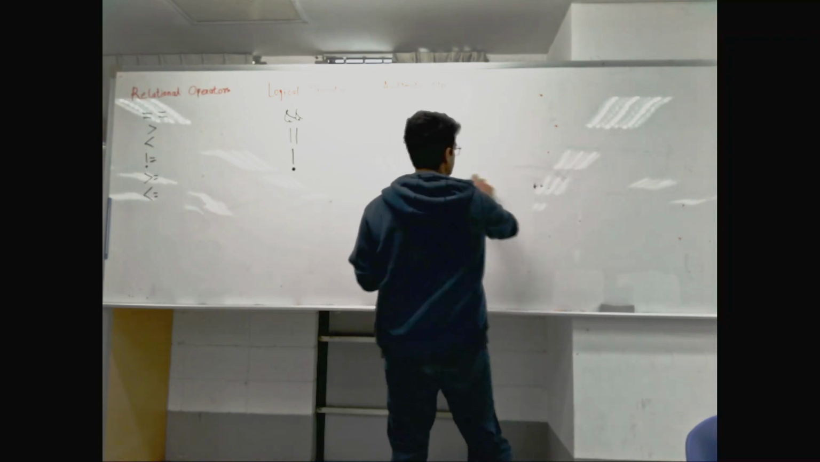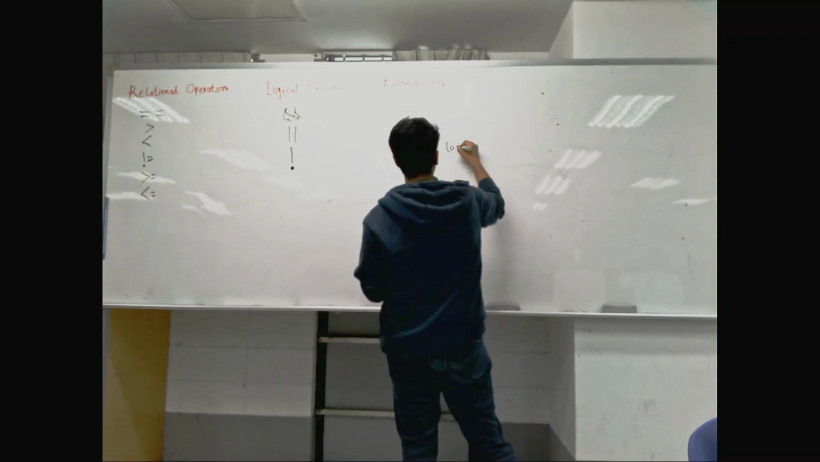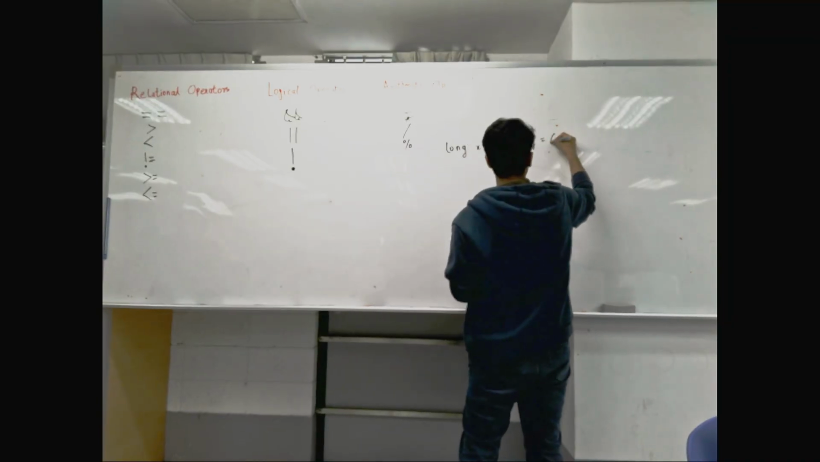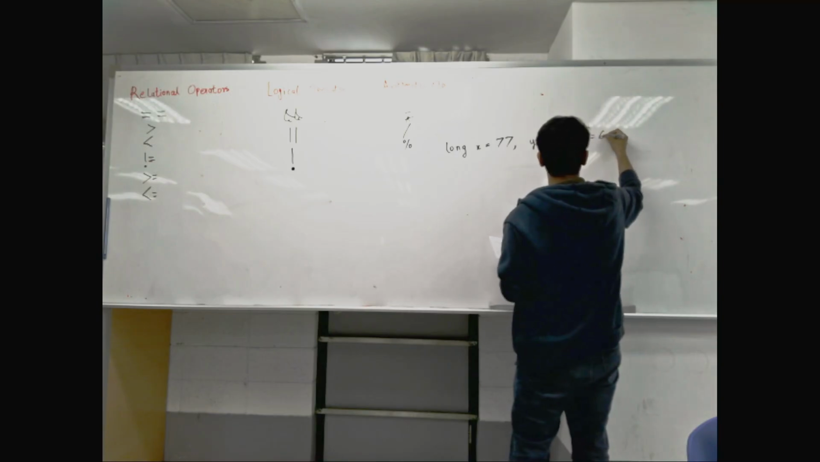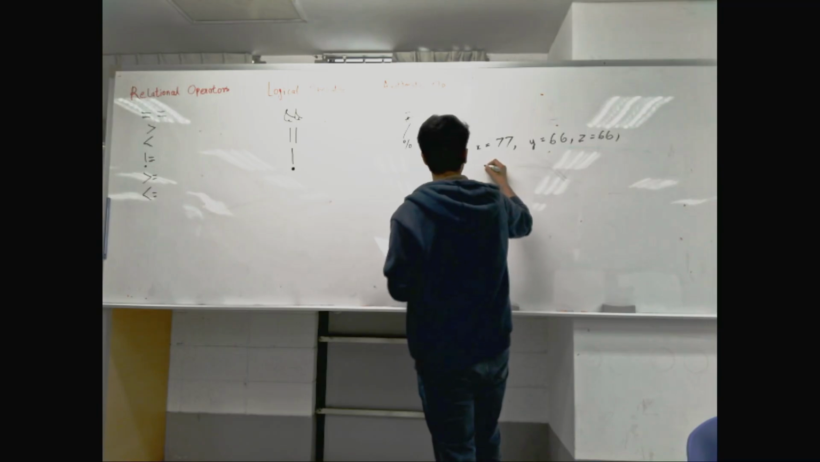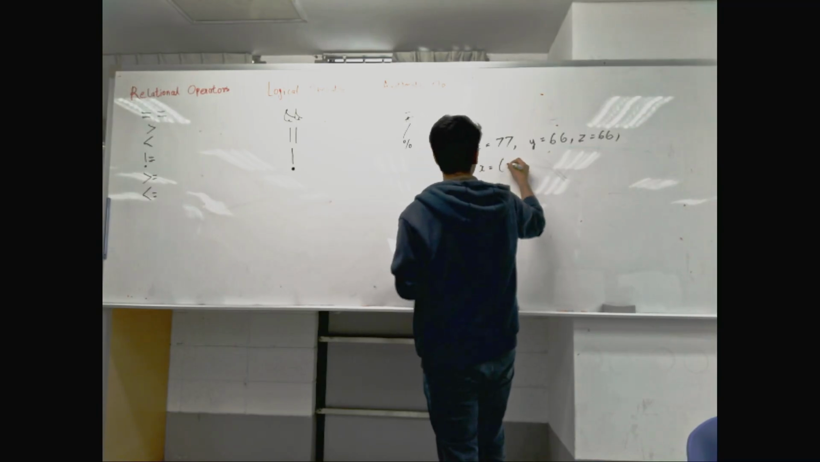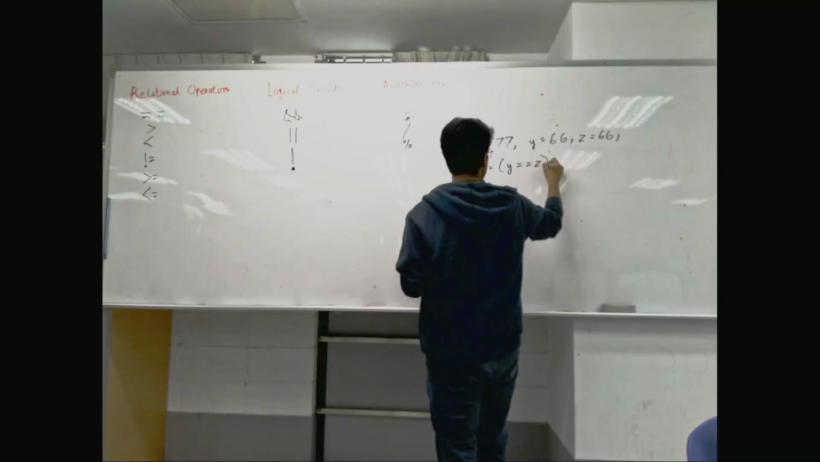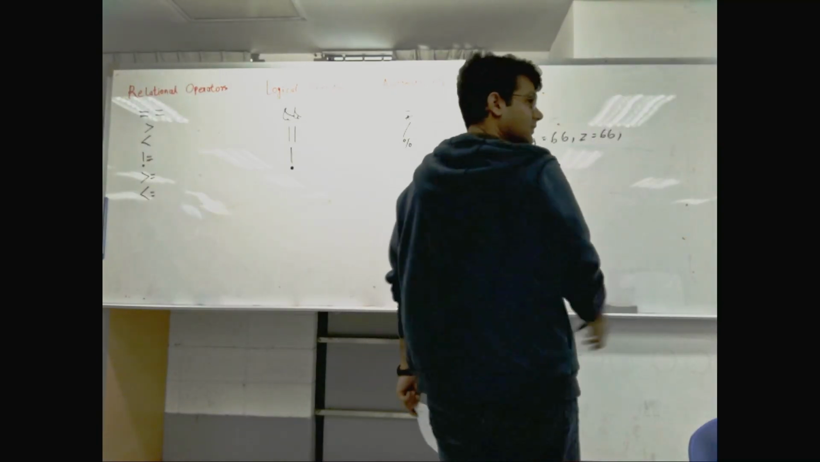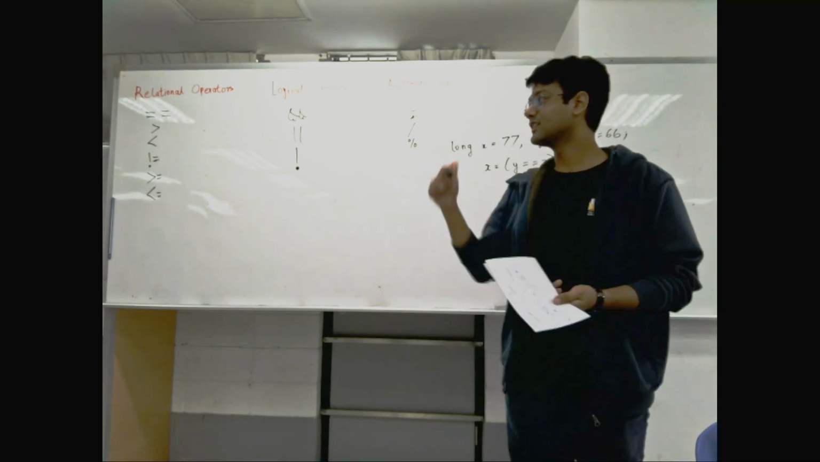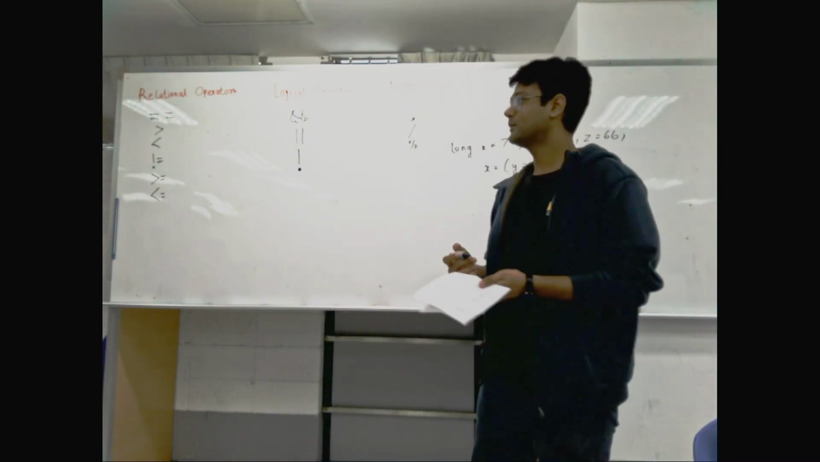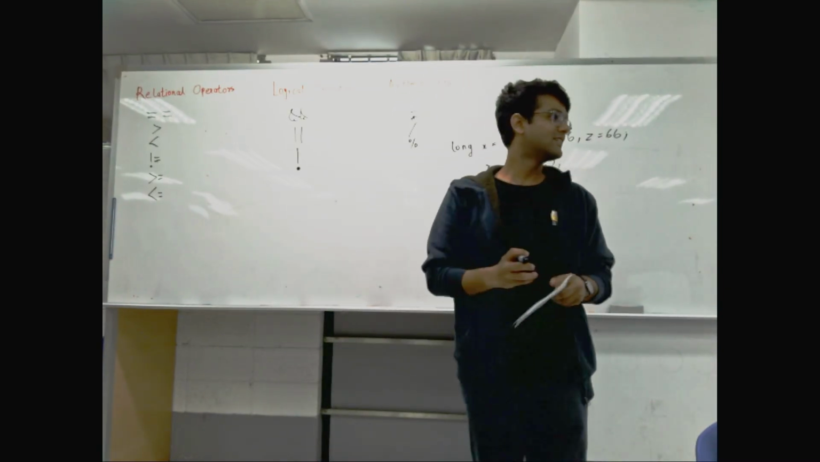So I have a question now. Let's say we have a few variables: long x equal to 77, y equal to 66, and z equal to 66. Any random number. So x equal to y equal to z. Can anyone tell me what the value of x is? Say it louder. The value of x.